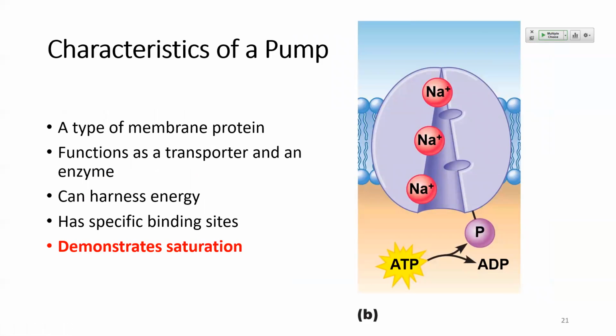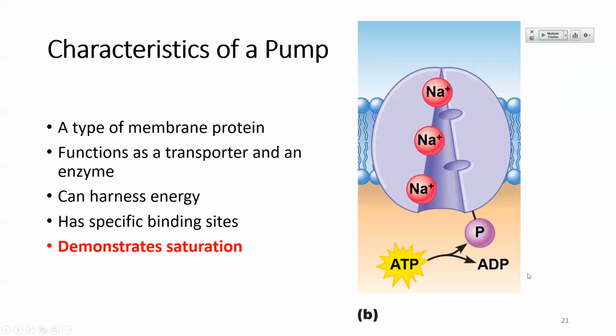Okay, so the characteristics of a pump is that it is a membrane protein. Again, so another one of our integral protein examples. So it's fixed in the membrane permanently. It functions as a transporter and an enzyme. So it also has this enzymatic component to it.